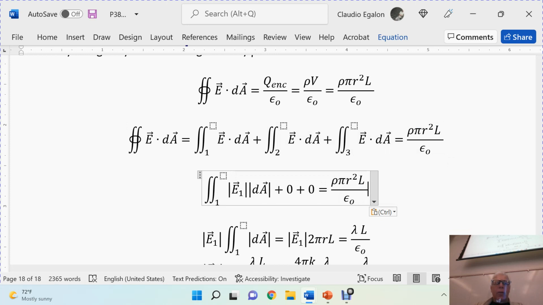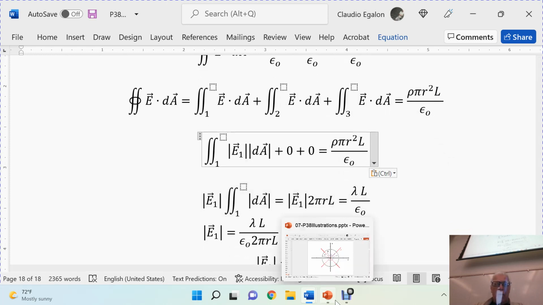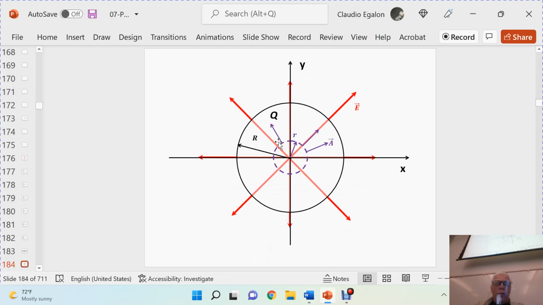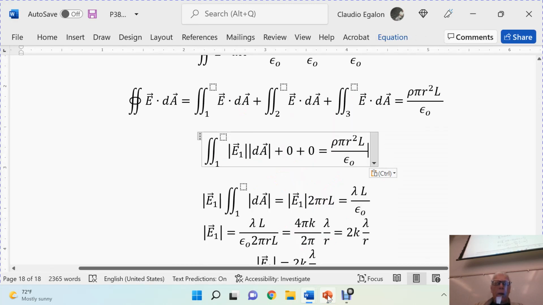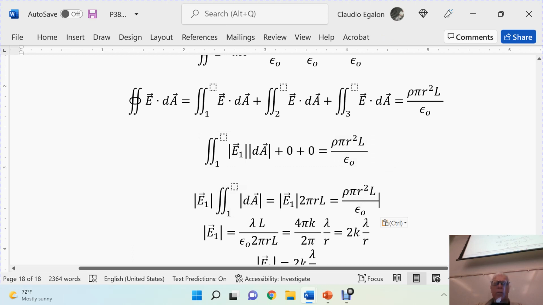The electric field is going to go outside the integral, just like before, because the magnitude of the electric field over this surface is the same. The area vectors are parallel. And now we have this integral that we have to worry about. This integral is going to be given by 2 pi R L, because it is a cylindrical surface.